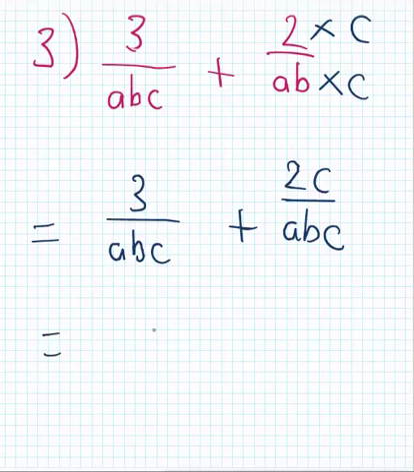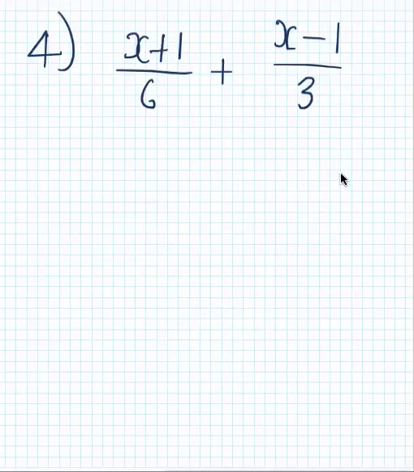And now that we have the same denominator, we write them both under the same denominator, so abc. And we've got a plus here, so 3 plus 2c. Can we add 3 plus 2c? No, we can't. And that is our final answer. And we also know we can't cross off the c and the c, because the 3 must have a c next to it as well. So stop there.